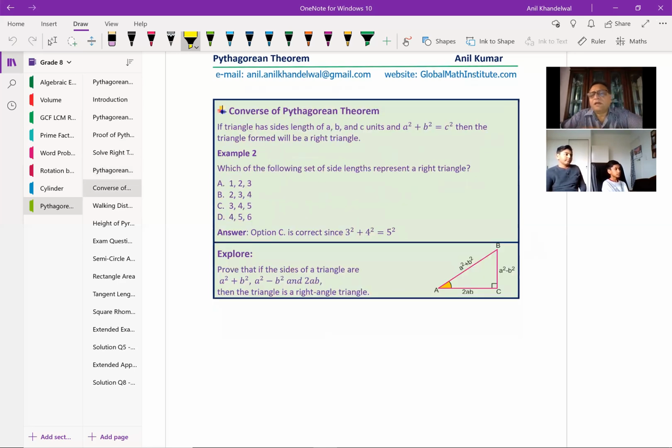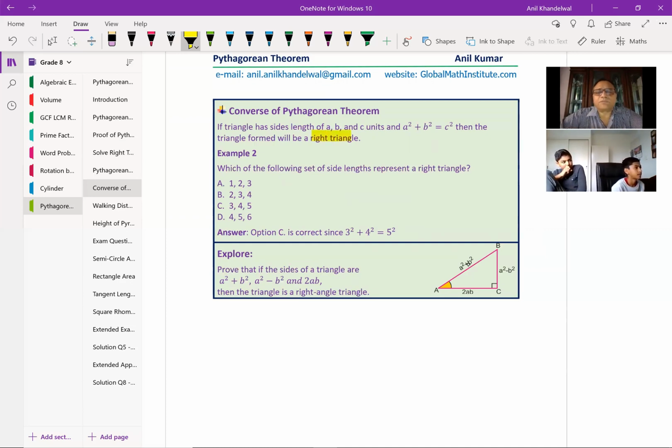The converse is like when we are saying that if we have a right angle triangle, then a square plus b square is c square. Now the other way is if a square plus b square is equal to c square, and these are the sides of a triangle, then the triangle is a right angle triangle, correct? Yes. The converse is also true. So can you please read what is written on the screen? If a triangle has side lengths of A, B, and C units, and a squared plus b squared equals c squared, then the triangle formed will be a right triangle. Clear, right? Yes. Now, based on this, we have an example.